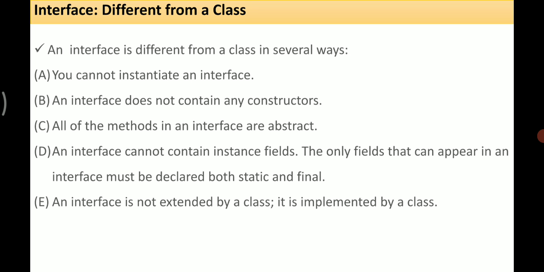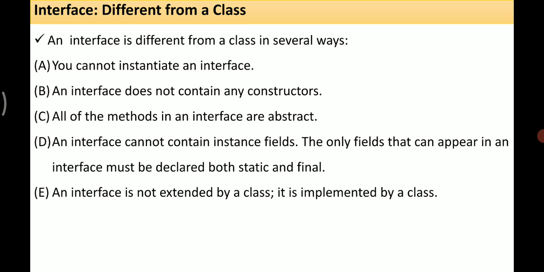Next we'll see how an interface is different from a class. An interface is different from a class in several ways. One is that you cannot instantiate an interface. An interface does not contain any constructors. There are no constructors in an interface. All the methods in an interface are abstract.